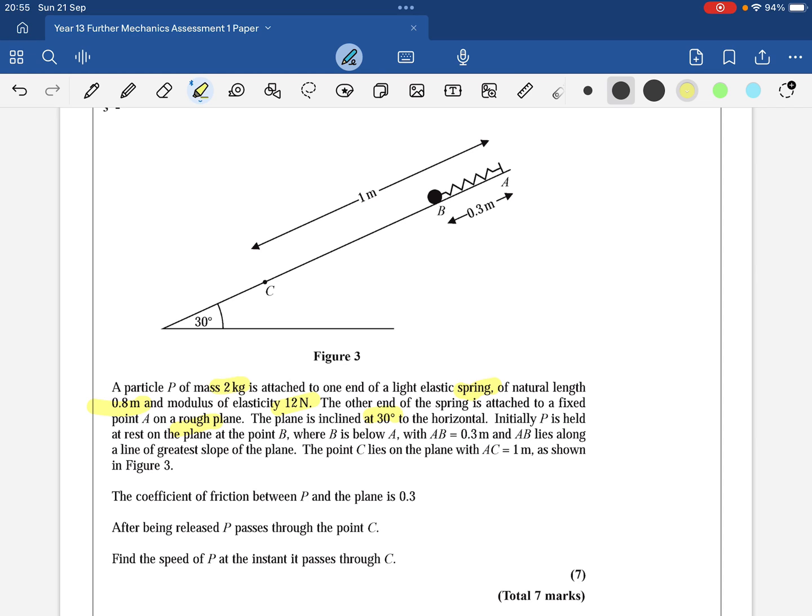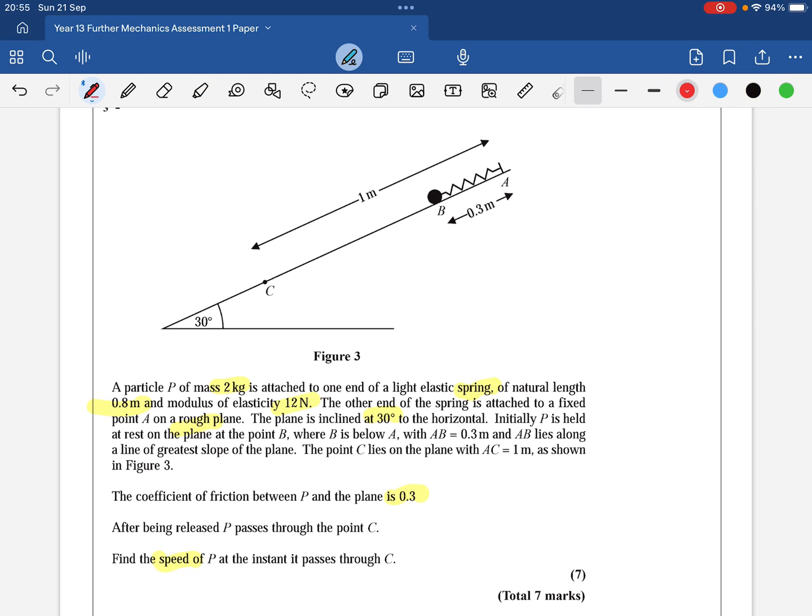A to B is 0.3. A to C is 1 meter, and the coefficient of friction, mu, is 0.3. We want to find the speed of P when it passes through C. So we're going to let this particle go from B, and the spring will shoot it down the slope.